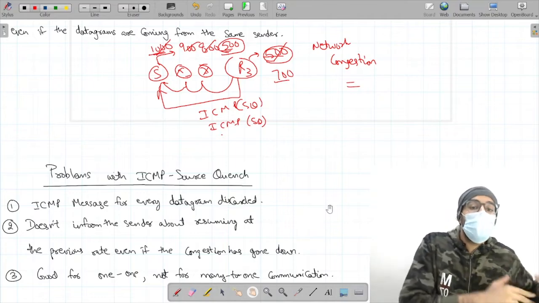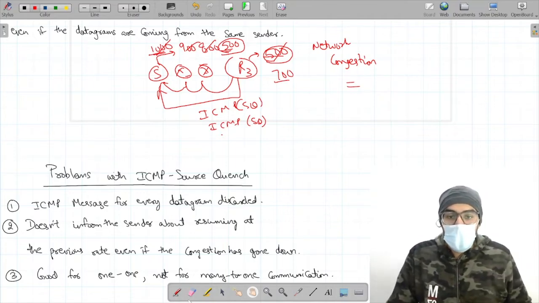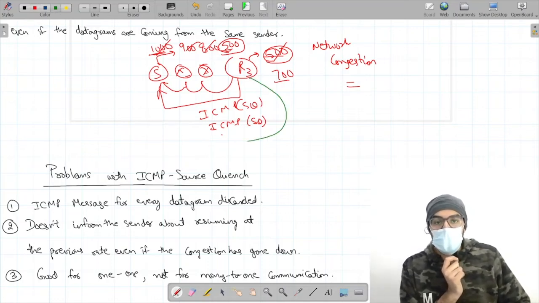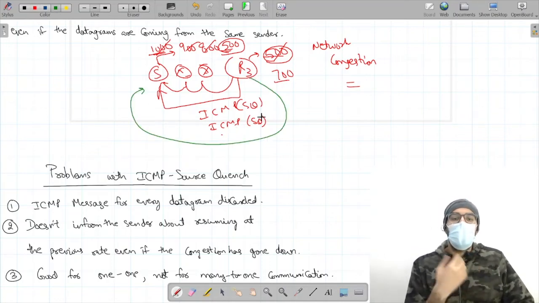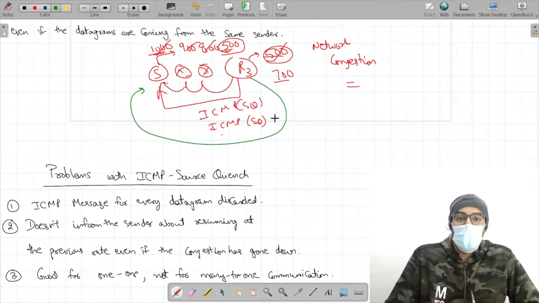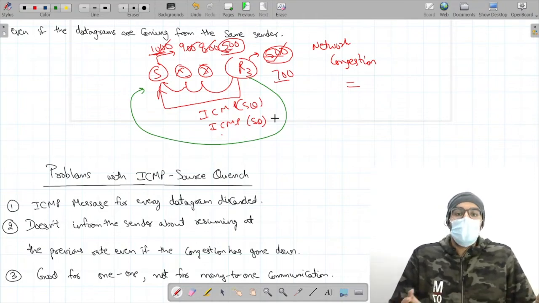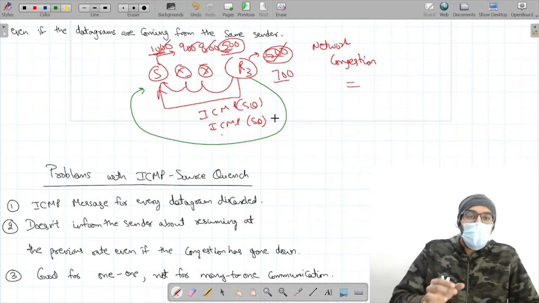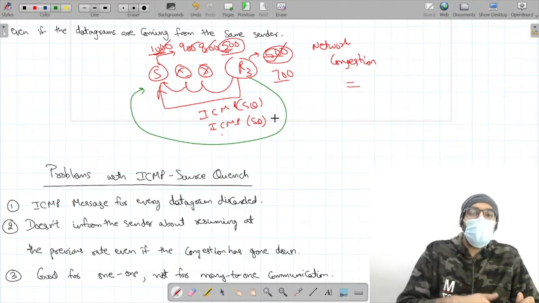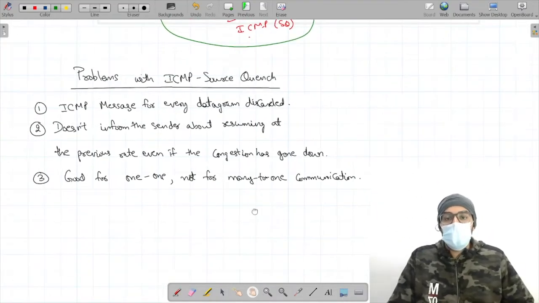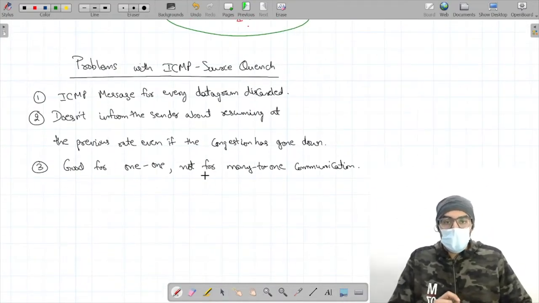What should have happened was, again, a message should be sent from router R3 that the network congestion at router R3 has decreased, and now you can increase your pace. But this ICMP message is not sent. The ICMP message is sent only for decreasing the pace, but never for resuming the pace that sender S had initially.